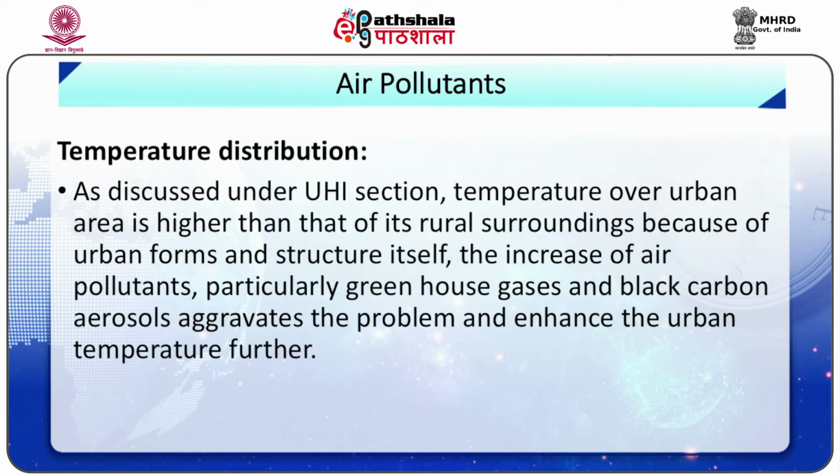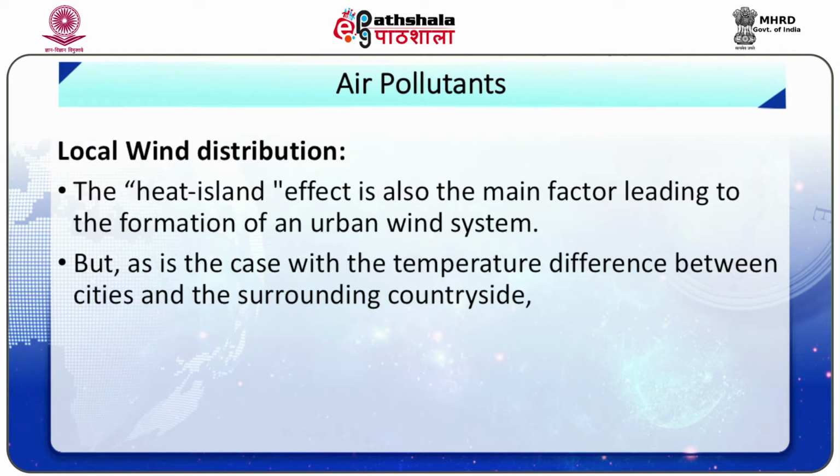Now let us look at how temperature distribution gets affected. As discussed under the urban heat island section, temperature over urban areas is higher than that of its rural surroundings because of urban forms and structure. The increase of air pollutants, particularly greenhouse gases and black carbon aerosols, aggravates the problem and enhances the urban temperature further. Now, let us look at how local wind distribution gets affected.